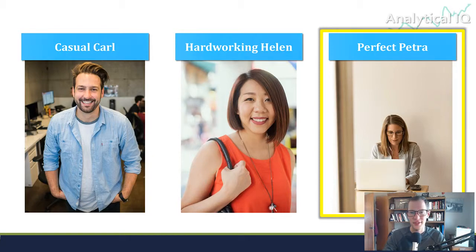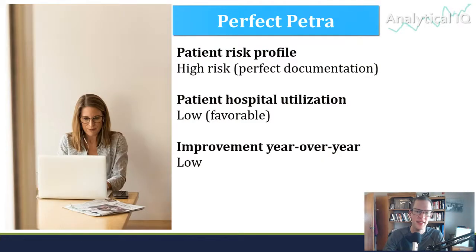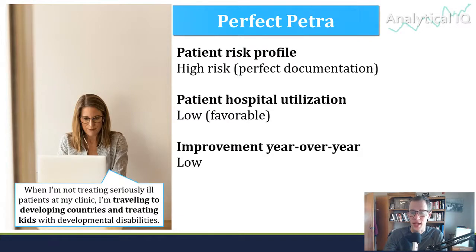Now, of course, you're going to be so thrilled to meet Perfect Petra. Perfect Petra, I mean, she's got perfect documentation. Her patients are high-risk patients. She advertises to and attracts high-risk patients, and she documents their risks fastidiously. Compared to other people like her, Perfect Petra's patients use the hospital at the perfect rate, which is not all that often, no more often than they need to. And of course, because it's hard to improve on perfection, there's not a lot of room for improvement.